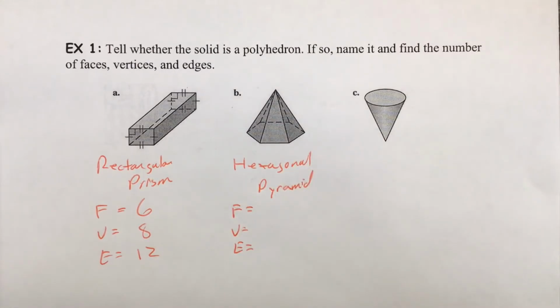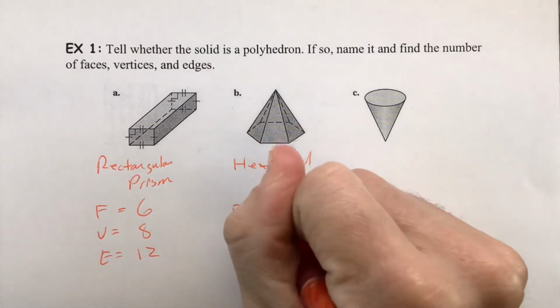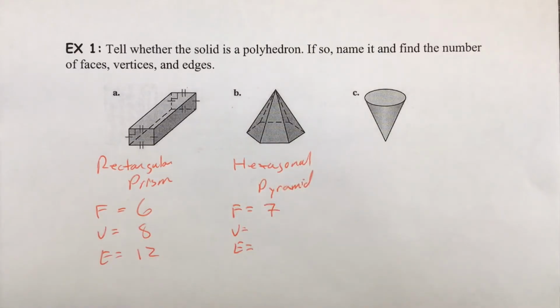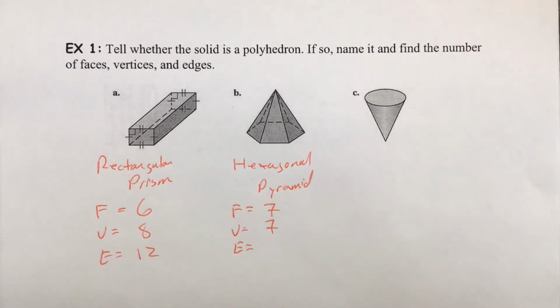For the faces on here, what you can do is count the base, obviously, as 1, and then think about the number of sides the bases have. So if the base here has 6 sides, you're going to have 6 triangles plus that base at the bottom, which is going to give you 7. For vertices, it's going to be 1 greater than the number of sides that you have, which is the same thing that we see for the faces. So that'll be 7.